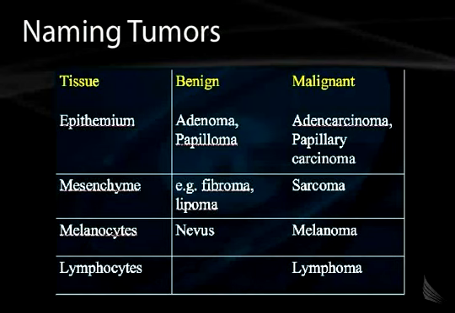Tumors of the mesenchyme, these will generally be things like fibromas or lipomas, if you remember from the soft tissue lecture, and the malignant versions of these will be sarcomas, hence the osteosarcoma, fibrosarcoma, chondrosarcoma, etc. For melanocytes, the benign tumor is a nevus, and of course the malignant tumor here is the melanoma. Lymphocytes in general are not considered to have a benign tumor of any type. Instead, there's only a malignant form, which is named, not surprisingly, a lymphoma.